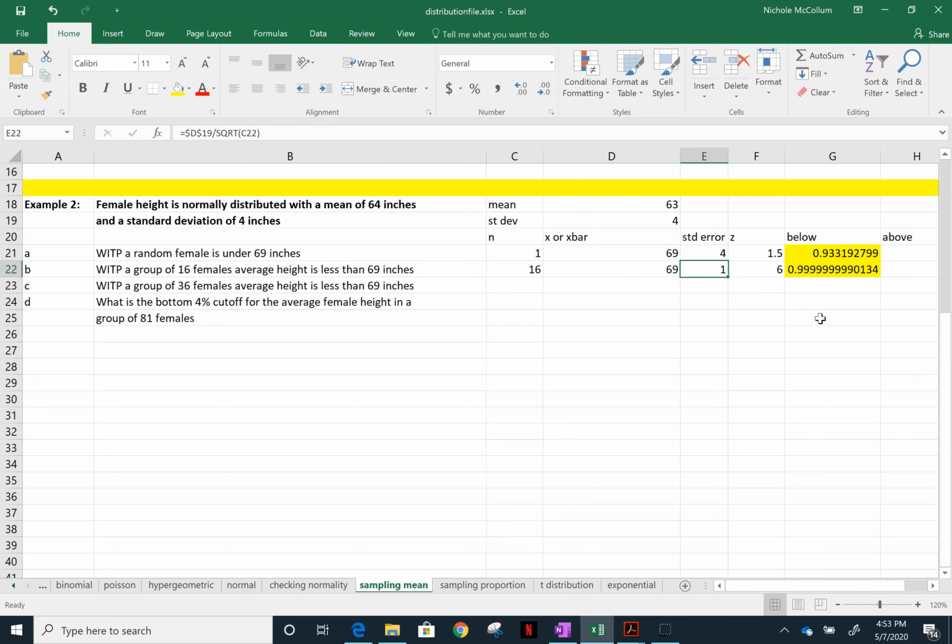Why, Dr. McCullum? Because the standard error, the spread size of groups, does not change much. So when we go to the next one, I've got to laugh even more, because we're still at the same cutoff, but now we're at a larger group. You're trying to tell me you want me to find a group of 36 females and their average height is going to be less than 69? Yeah, guaranteed, because the spread factor in a group of 36 is under an inch.